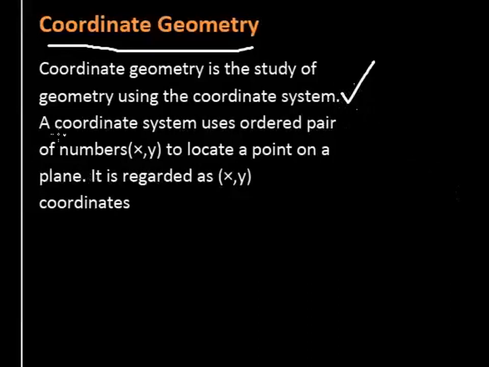Now the question is, what is a coordinate system? A coordinate system uses an ordered pair of numbers, for example, x comma y. These are ordered. This is a pair. X and Y are numbers. X represents a number. Y also represents a number. So it's an ordered pair of numbers to locate a point on a plane. So it is regarded as an x comma y coordinate.